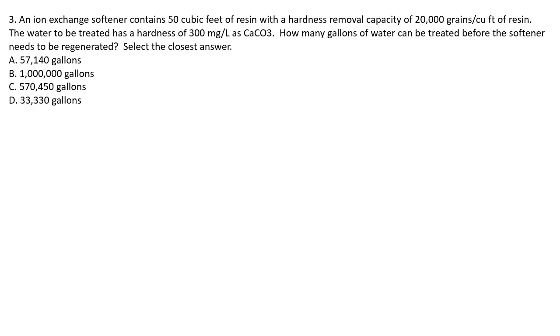Question number 3. An ion exchange softener contains 50 cubic feet of resin with a hardness removal capacity of 20,000 grains per cubic foot of resin. The water to be treated has a hardness of 300 milligrams per liter as CaCO3. How many gallons of water can be treated before the softener needs to be regenerated? Select the closest answer. A. 57,140 gallons. B. A million gallons. C. 570,450 gallons. Or D. 33,330 gallons.